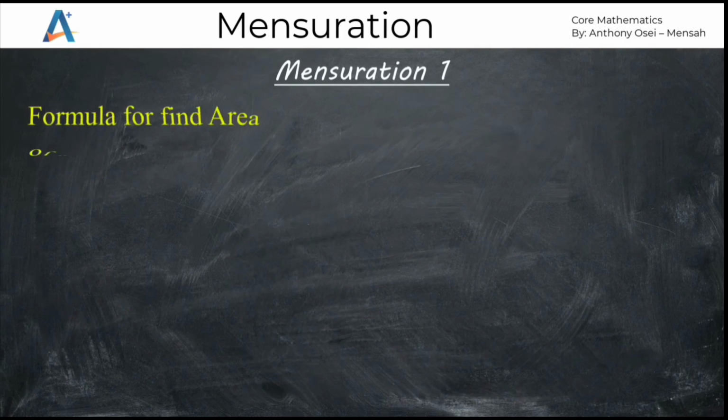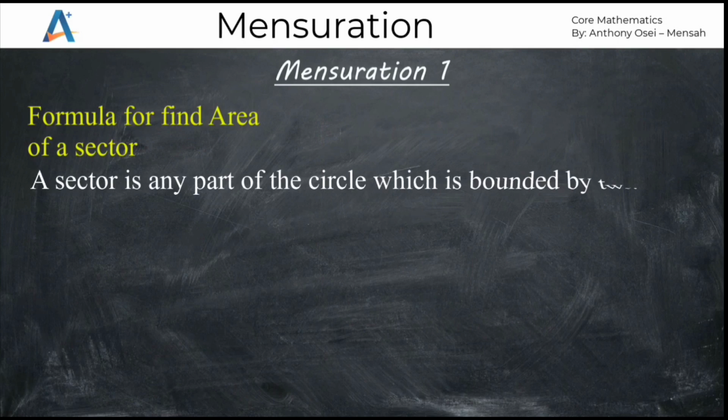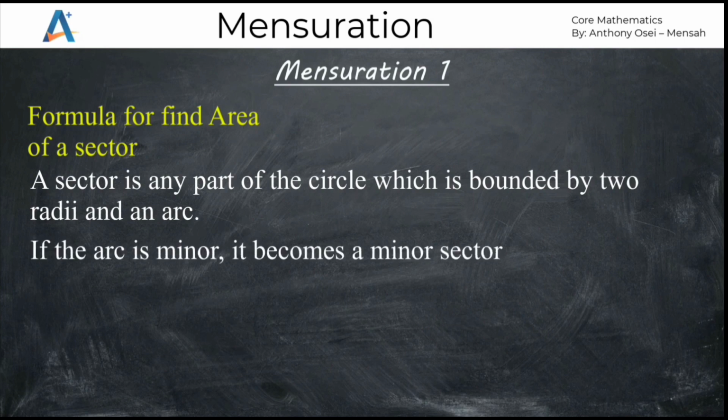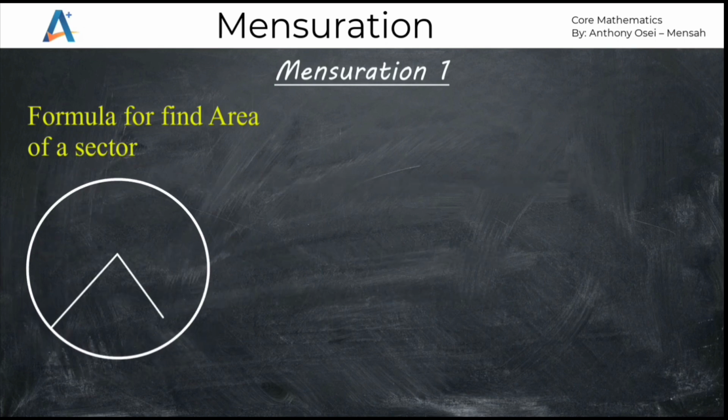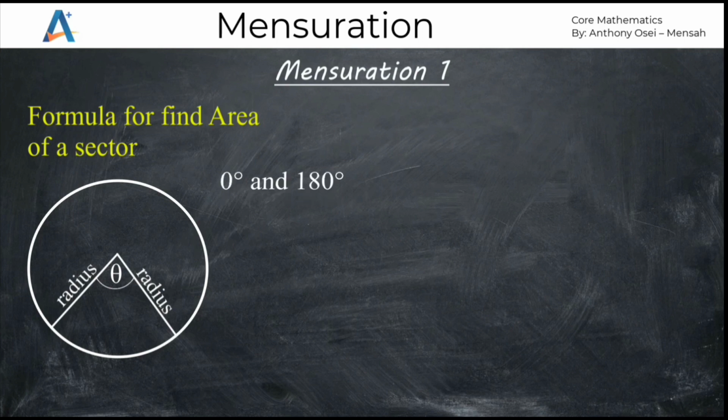Take a look at the formula for finding the area of a sector. As we saw from the beginning, a sector is any part of the circle which is bounded by two radii and an arc. So if the arc is minor, it becomes a minor sector, and if the arc is major, it becomes a major sector. So with a sector, if you draw a sector and you have the two radii and the arc, you realize that there is an angle at the center which becomes a minor angle. So this minor angle shows you how large the sector is. So if the minor angle lies between 0 and 180 degrees, it makes a sector a minor sector.